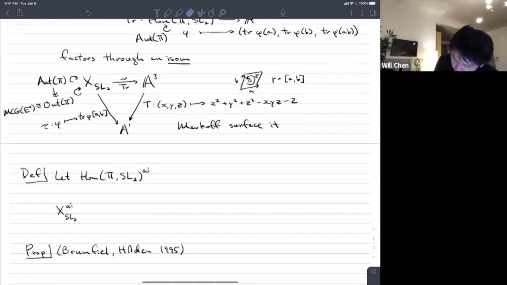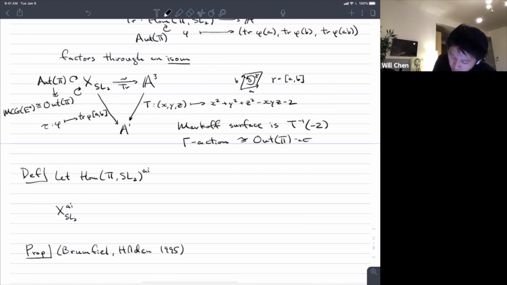is the pre-image of, so what do we want? If you set this equal to -2, then you get the Markov surface, right? So it's the pre-image of -2. And moreover, this is something that you should check, that the gamma action on the Markov surface is actually induced by the Out(pi) action on this character variety.